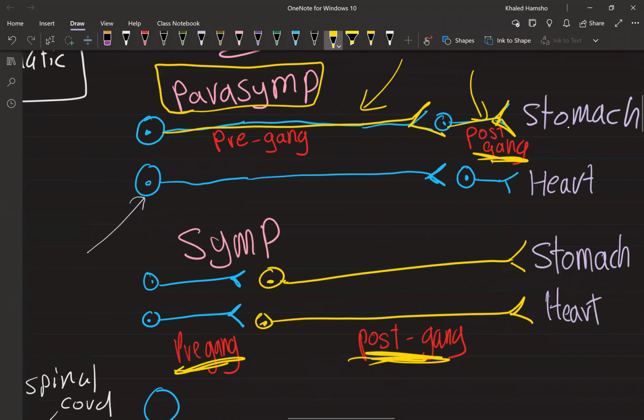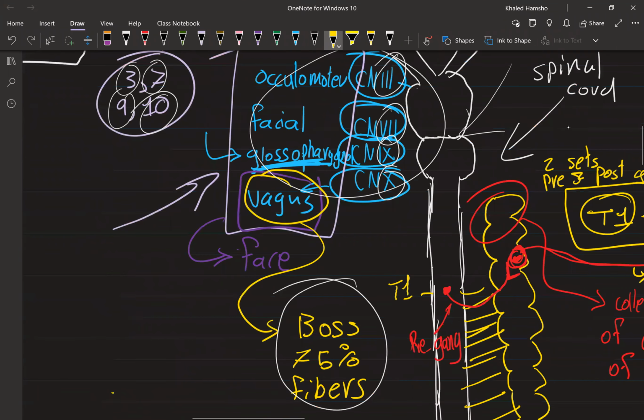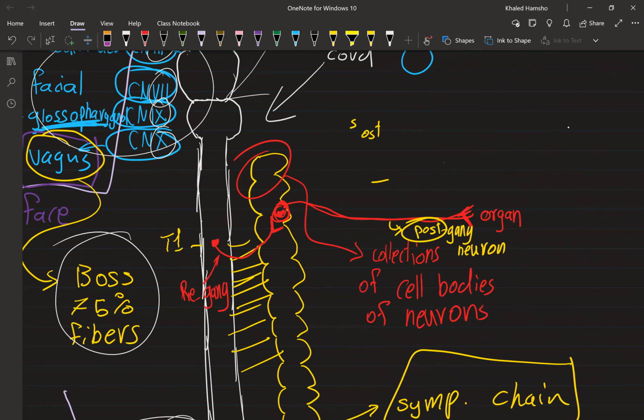This means that if we go back to this diagram over here, it's a bit messy right now. Let me clear it up very quickly. Let me just delete everything. There we go.